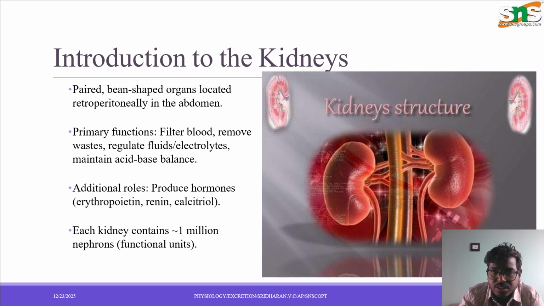The primary functions of the kidneys are filtering the blood, removing waste, regulating the body fluids and electrolytes, and maintaining the acid-base balance. The additional roles of the kidneys are producing hormones, which are erythropoietin, renin, and calcitriol. Each kidney contains 1 million nephrons.